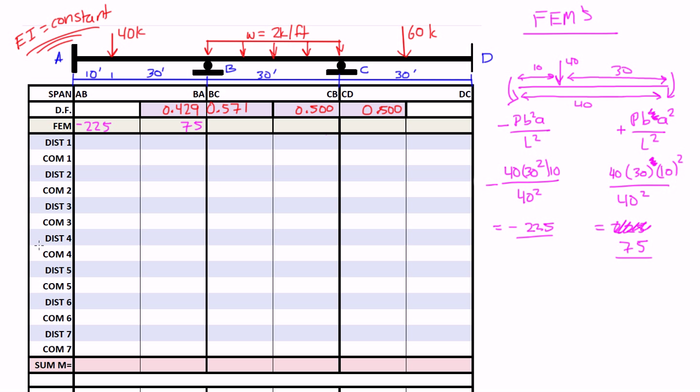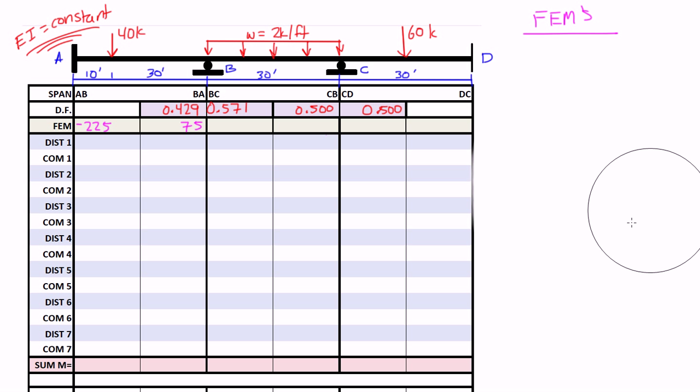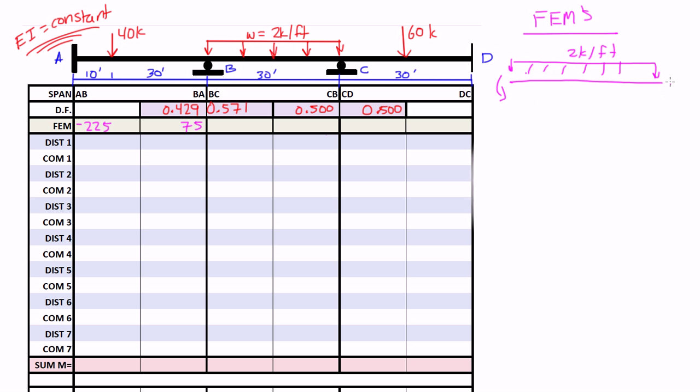Now, let me take my eraser. That's a giant eraser. Let's look at span BC. BC looks something like that. And it's got its distributed load here, right, of 2 kip per foot. And you have a negative fixed end moment here and a positive fixed end moment here.